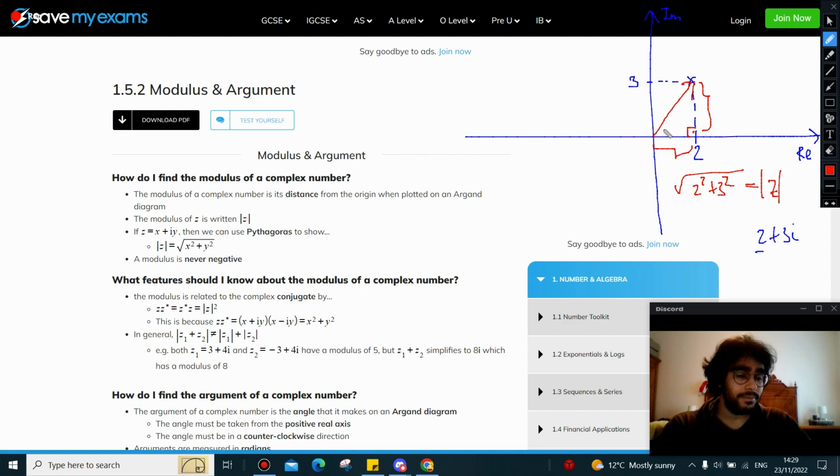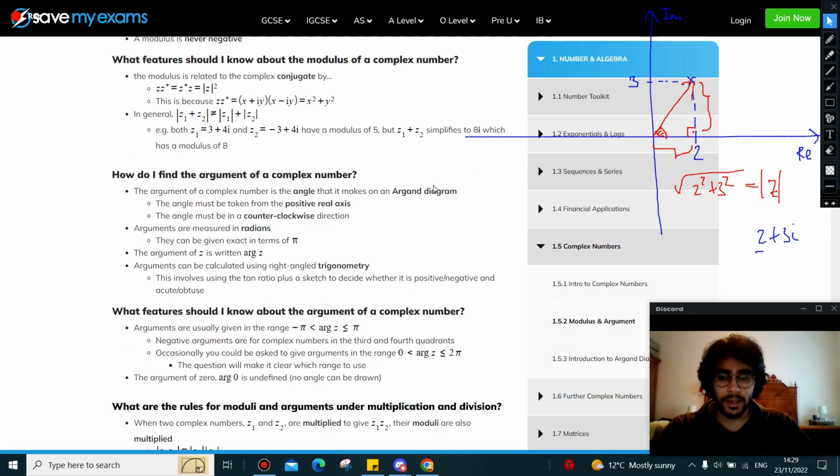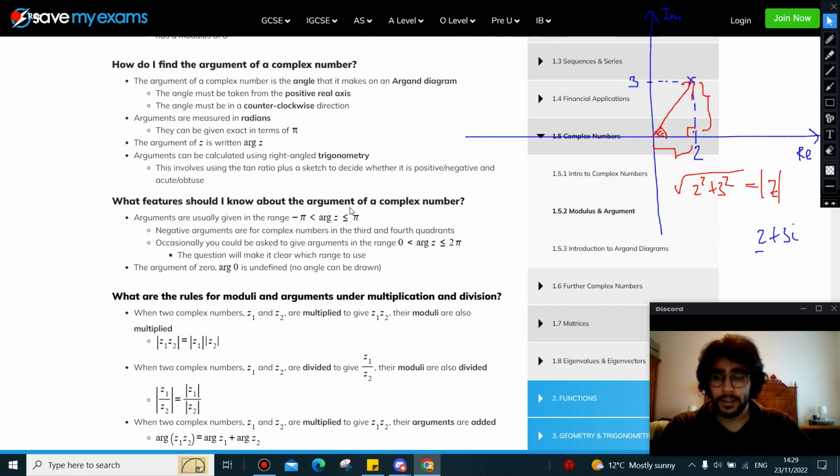And the argument that we all the time talk about is actually the angle that you have here, the angle that your vector makes with the real axis. That's your argument. That's the angle that you're looking for. Okay. So, how do I find the argument of a complex number? That's how you find it.